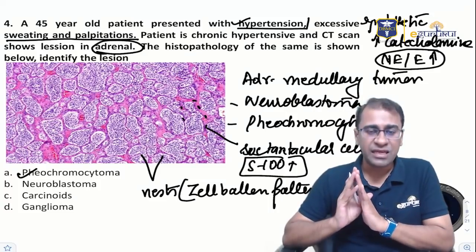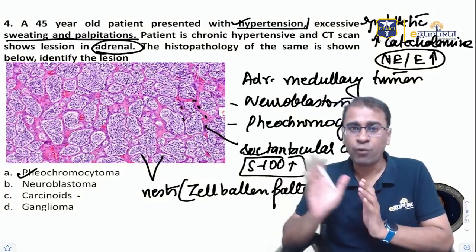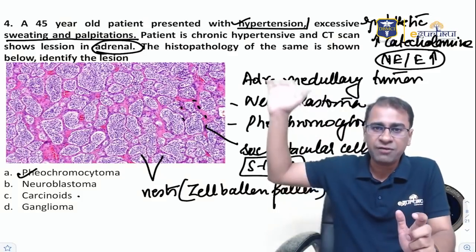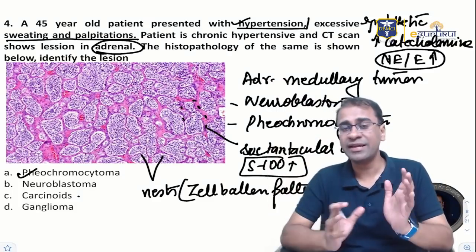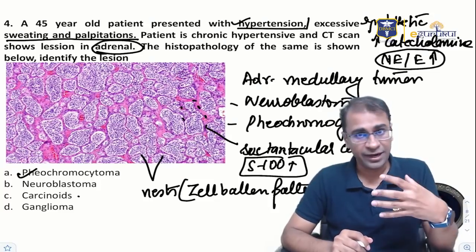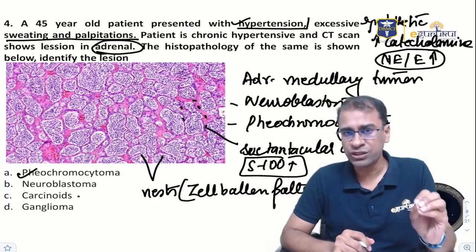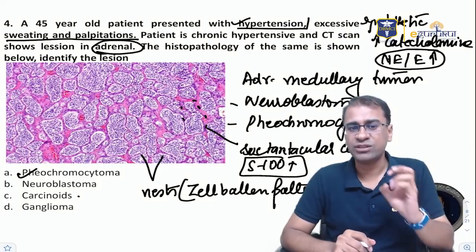Well, if this had been a carcinoid, it would also have shown similar nests. But what you don't see in carcinoid is this typical feature of sympathetic overstimulation. What you get initially is the feature of hypotension, right? Because of the release of serotonin, you get vasodilation, you see hypotension, you see flushing, and you see diarrhea.